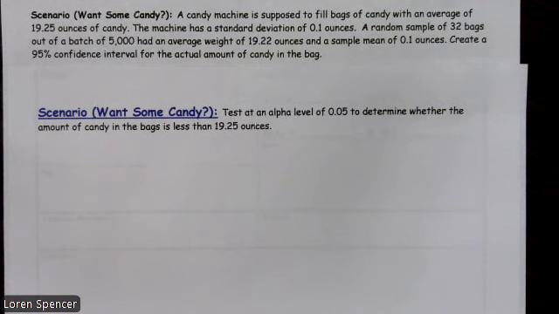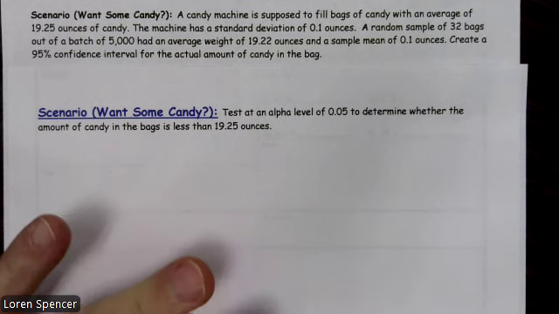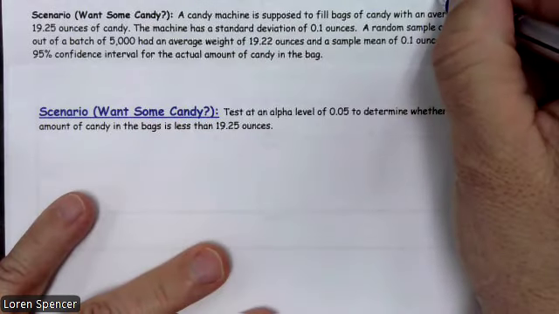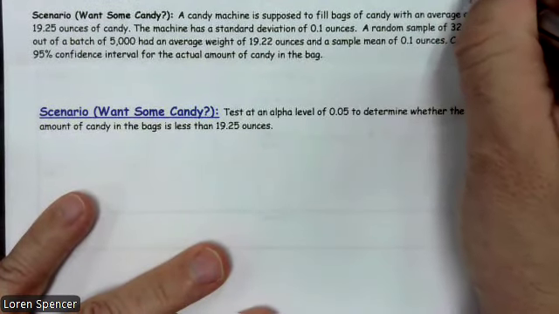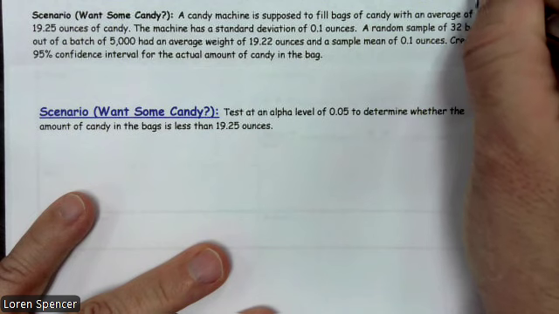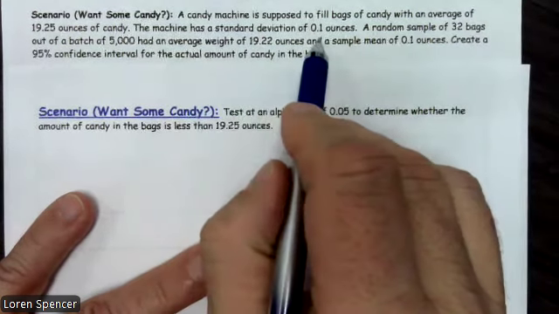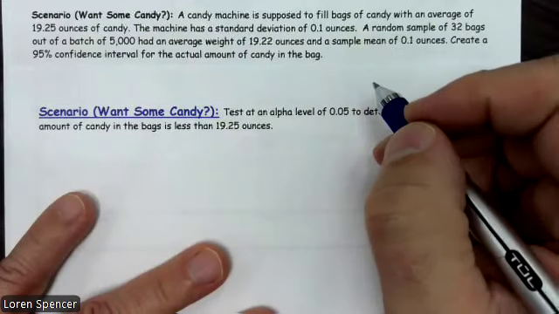You'll have to look at your exit ticket to get the problem. And it says a candy machine is supposed to fill bags of candy with an average of 19.25 ounces. So that's kind of like my claim, so I'm going to write that up. Mu is 19.25. That's what they say is going in the bag. The machine has a standard deviation of 0.1.